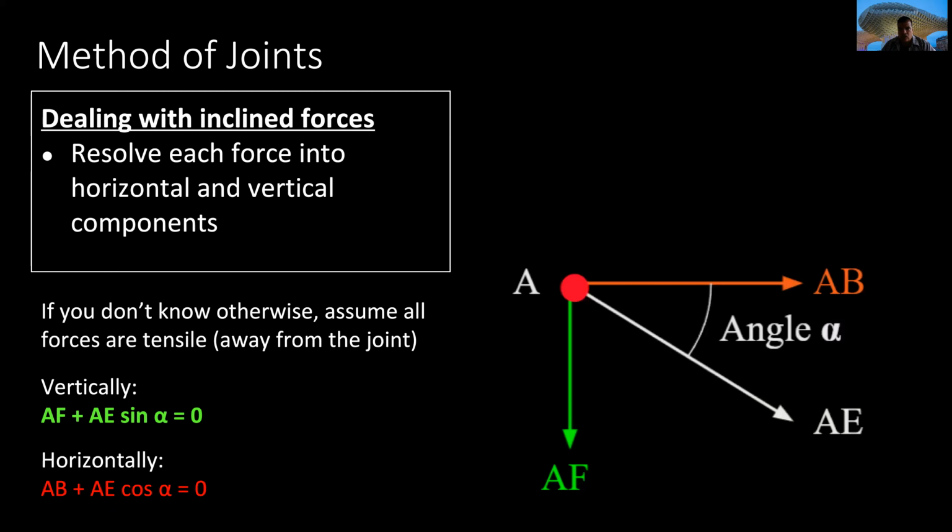And I can calculate how much are AB and AE using trigonometry, as you can look here, where vertically it will be AF plus AE multiplied by the sine of the angle alpha, and horizontally something similar, but using AB plus AE multiplied by the cosine of the angle alpha.